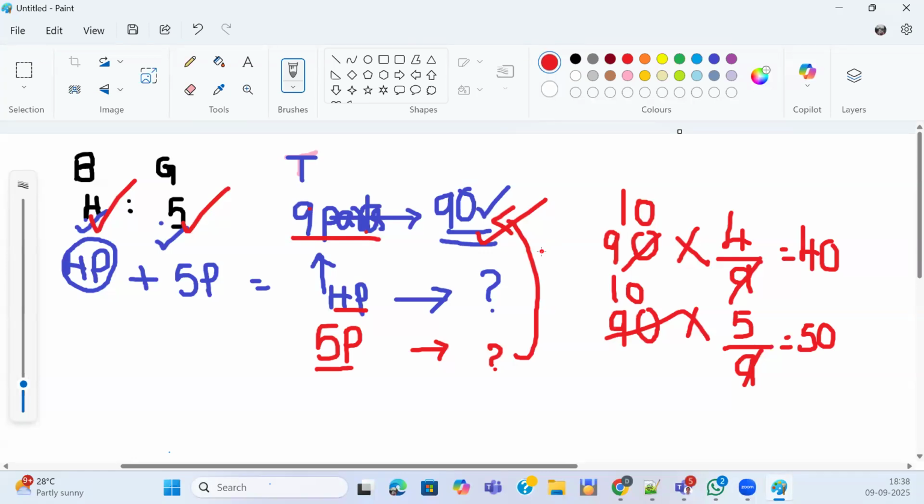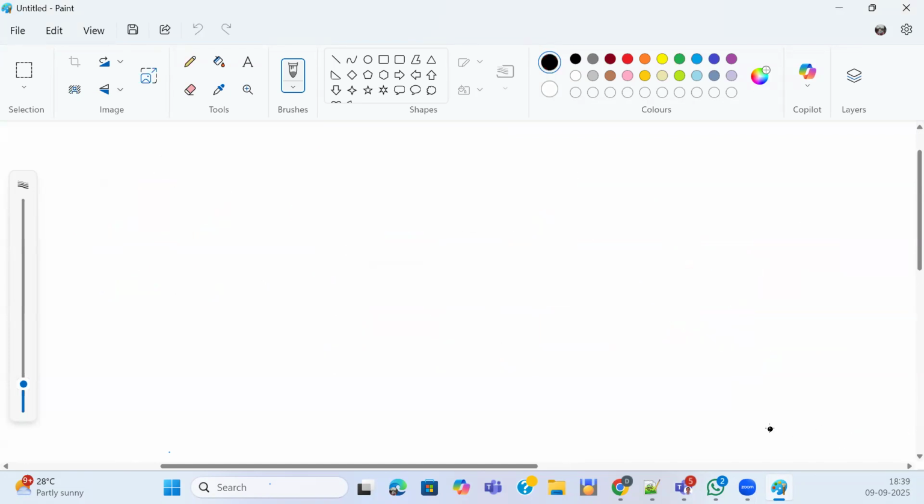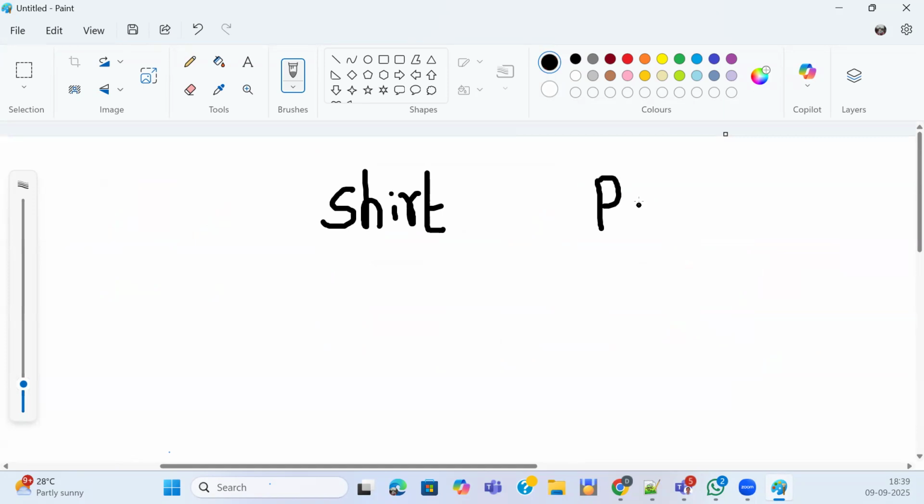Okay. Next problem. Note down the next problem. Actually, I don't want you to note it down, children. Please listen. What you can say here, the cost of... don't write anything. The ratio between shirt to pant is 8:9.